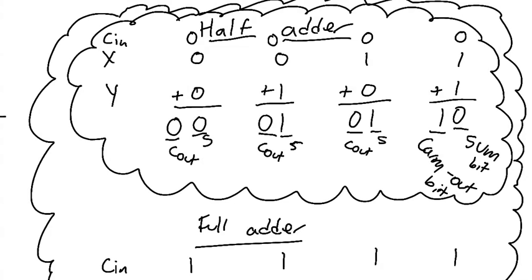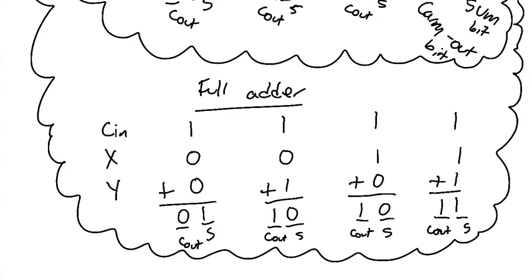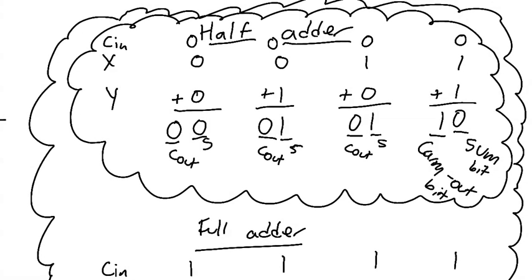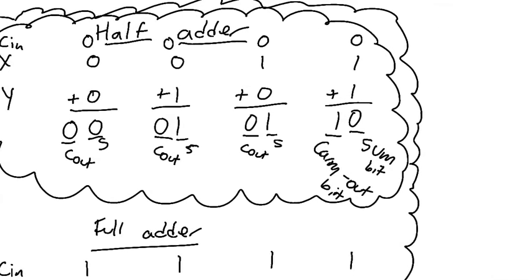So there's our half adder. And there's our full adder. And the full adder includes everything that the half adder does. So let's draw this out as a truth table, right? Let's just do that really quick. The truth table is a lot more compact.